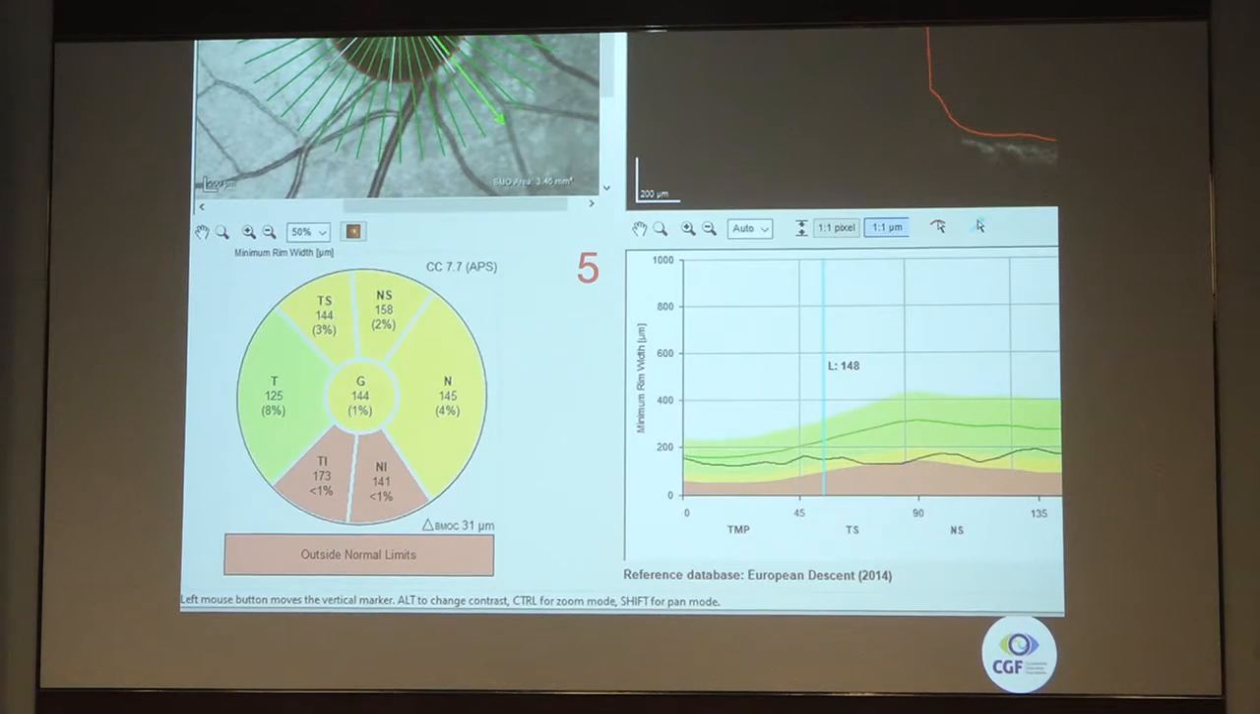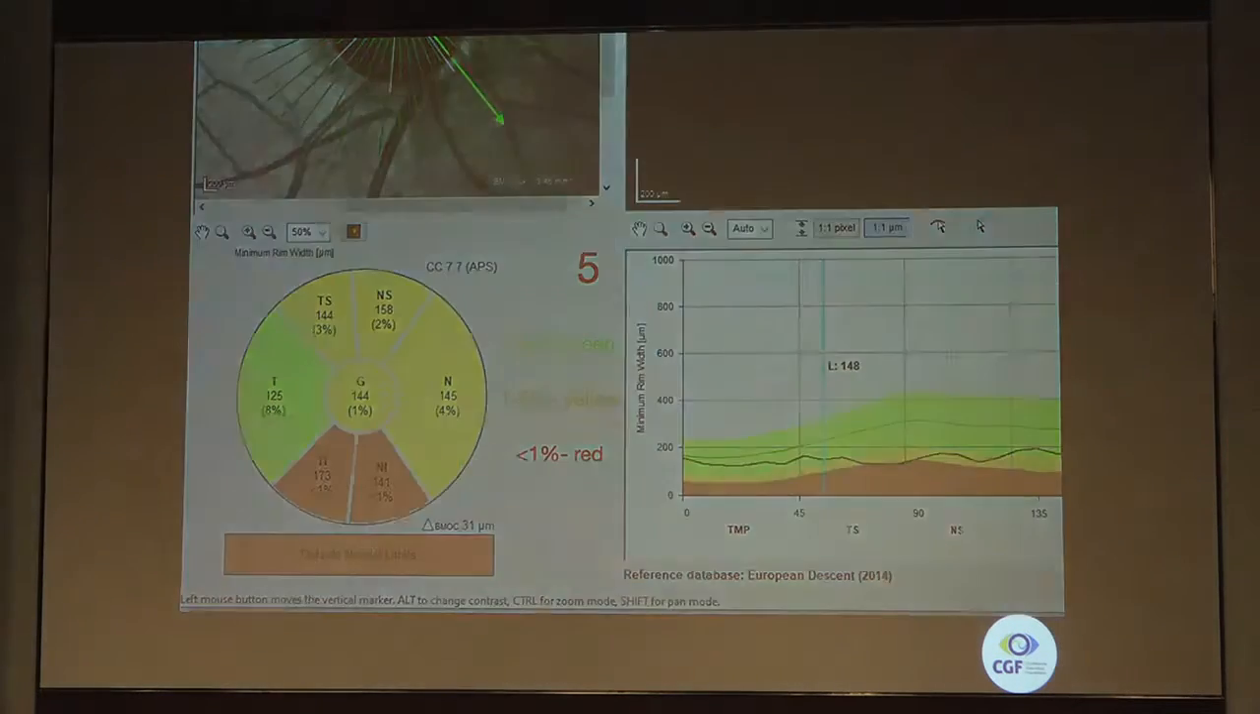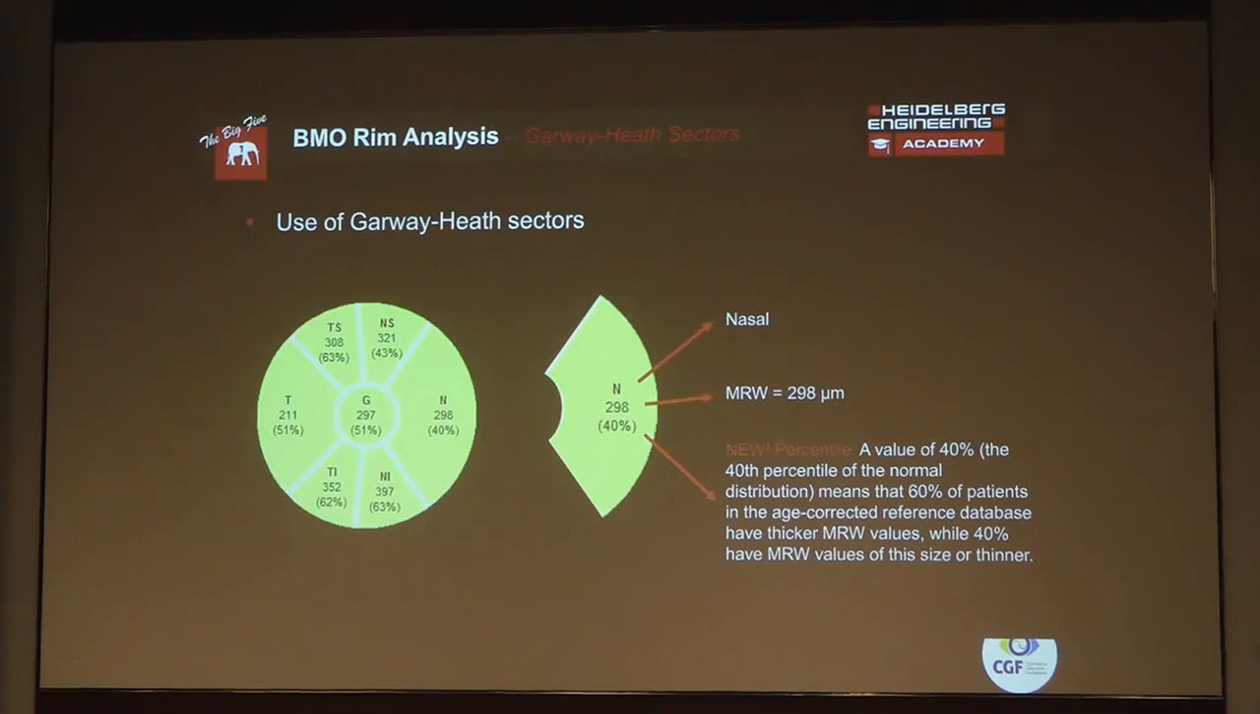So coming to the Garway-Heath grid, what is this? You can see the red. That means the damage is less than 1% in red, 1 to 5% in yellow, and if it is normal, that is more than 5%, that is in green. So that is easy for us to understand. So just understand this grid.